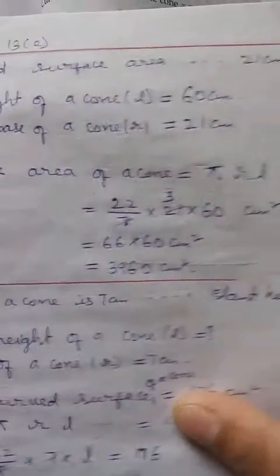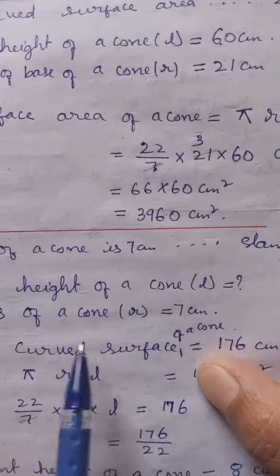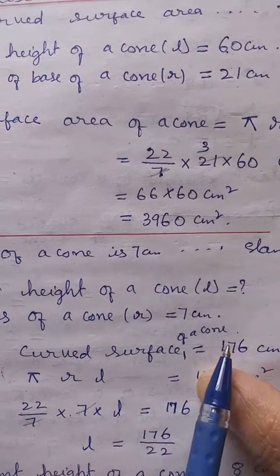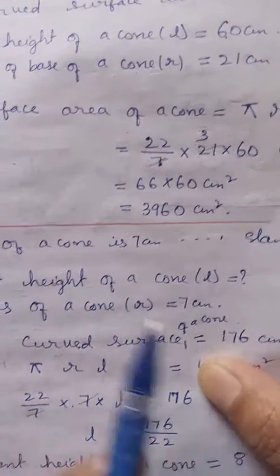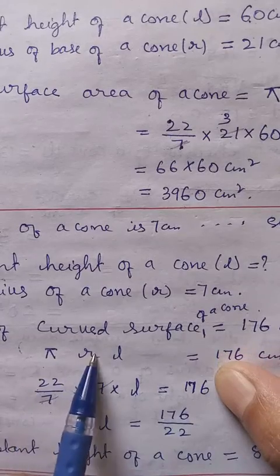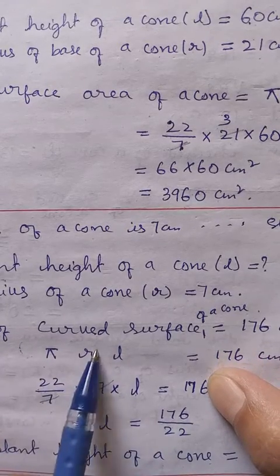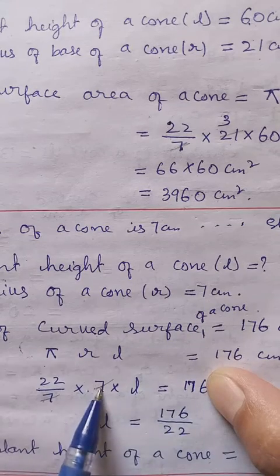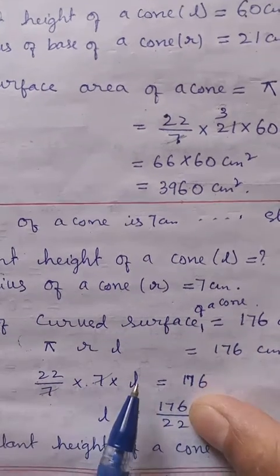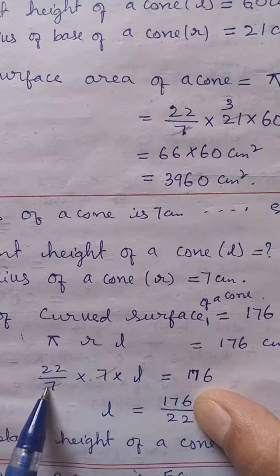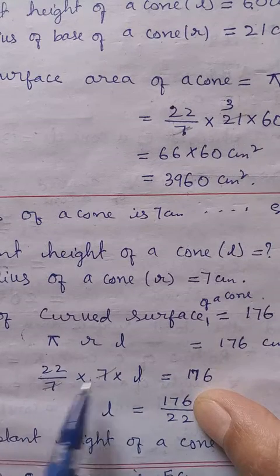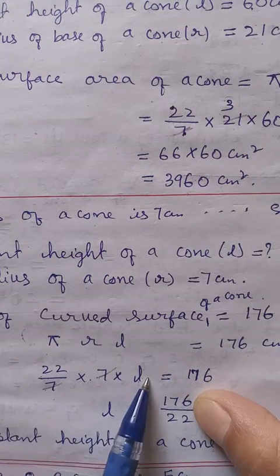So we take the slant height to be L. Curved surface area is given to be 176 cm square. We know the formula to be pi r L. Pi, we know the value, 22 by 7. R is already given to be 7. L we don't know, so we'll have to find that out. Here 7 is down, 7 is up, we can cancel. We are left with 22 L.